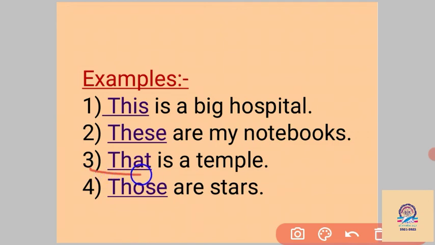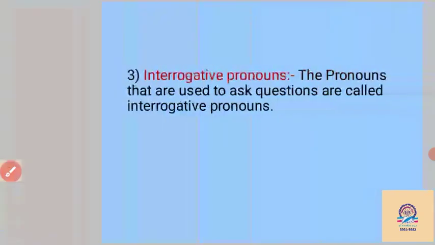Then, that is a temple. The temple is only one and it is far away from us, so we can say that is a temple. Then, those are stars. There are many stars twinkling in the sky, so we can indicate them by our finger: those are stars. So those is the demonstrative pronoun here. So this, these, that, and those are the demonstrative pronouns.